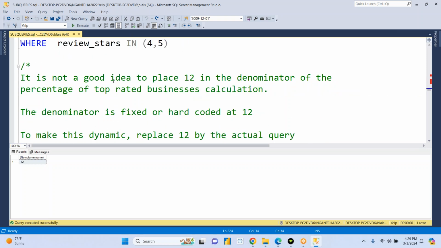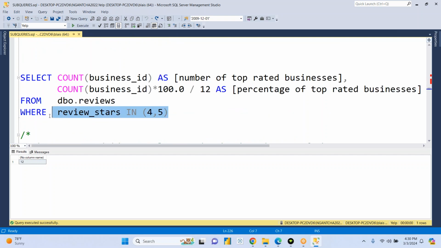So if you read right here, it is not a good idea to place 12 in the denominator of the percentage of the top rated businesses. What is a percentage of top rated businesses? It is the number of top rated businesses divided by the overall number of businesses. So 9 divided by 12. You have to understand that the reason you're getting 9 in this count is because of this condition. Those are the companies that have 4 or 5-star reviews. Those are the top rated businesses. This is the count right here. But then this count should involve every other company, not just these ones.